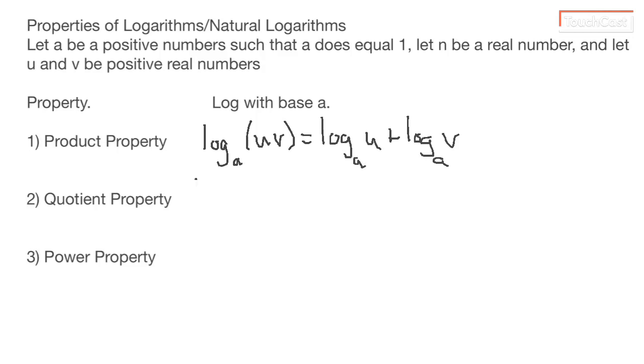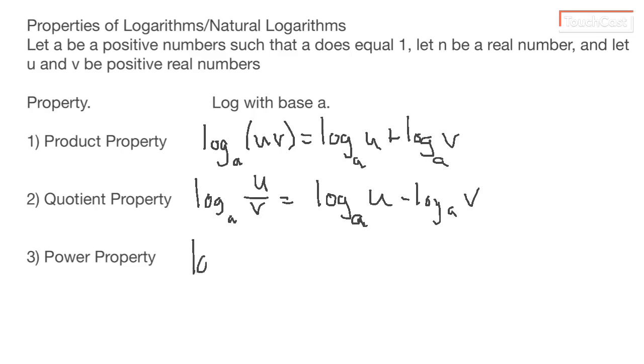With the quotient property, if we have the log base a of u divided by v, we can write this as the log with base a of u minus the log with base a of v. And the power property says if we have the log with a base a of u to the power of n, that's the same as n times the log with a base a of u.